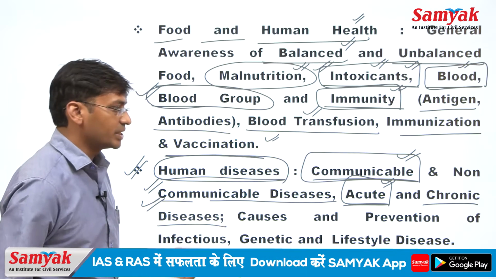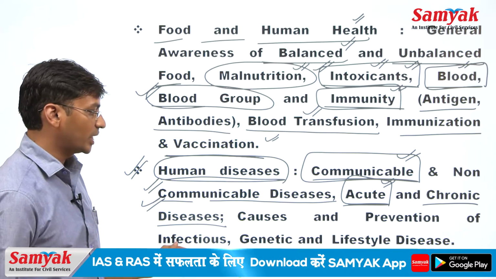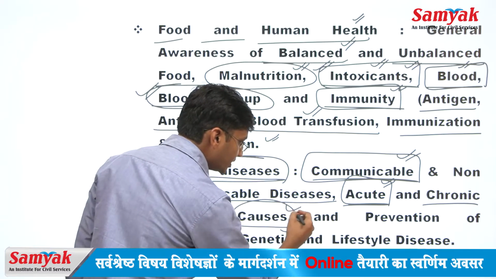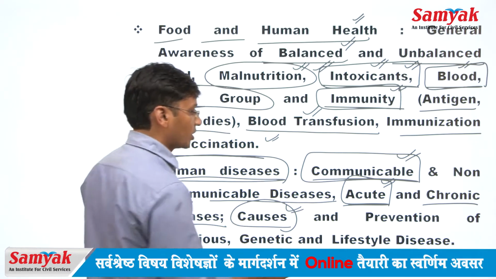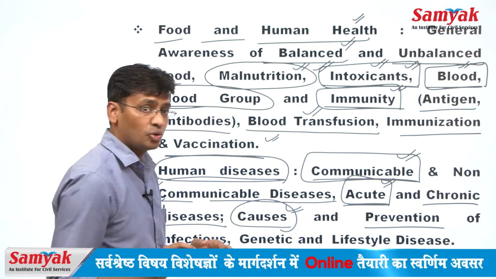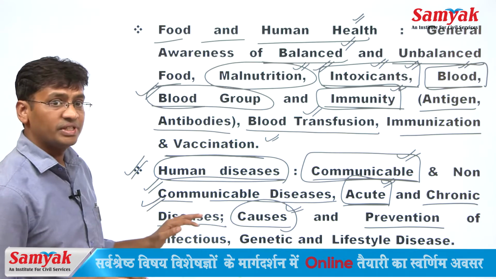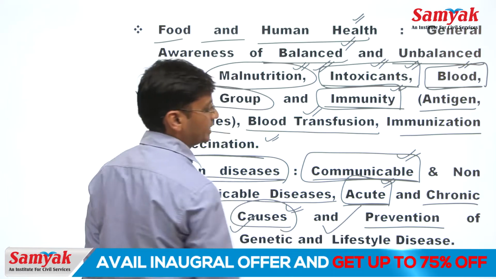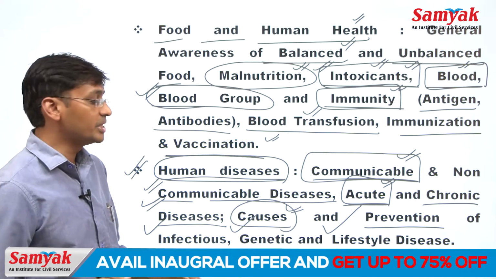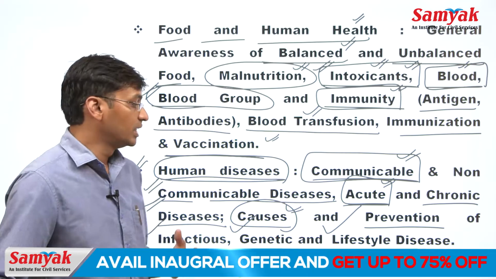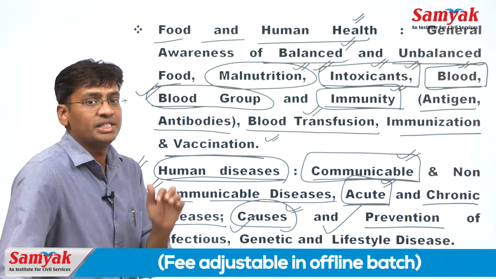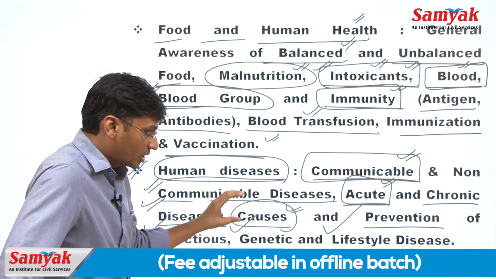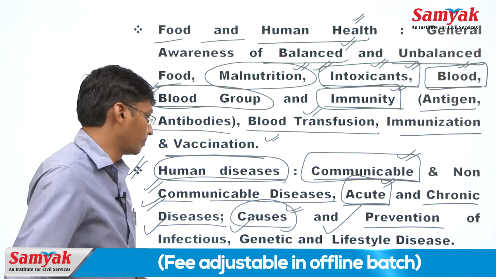The next is the causes and the prevention of infectious, genetic and the lifestyle diseases, means basic causes as well as the prevention. Okay. Causes as well as how can you prevent those diseases, which are the infectious as well as the genetic diseases and the lifestyle diseases. Okay. Because of your lifestyle, means if you are having a sedentary lifestyle, then what disease can occur to you. Okay. So, we will have a discussion about all those things, the basic causes as well as their prevention.